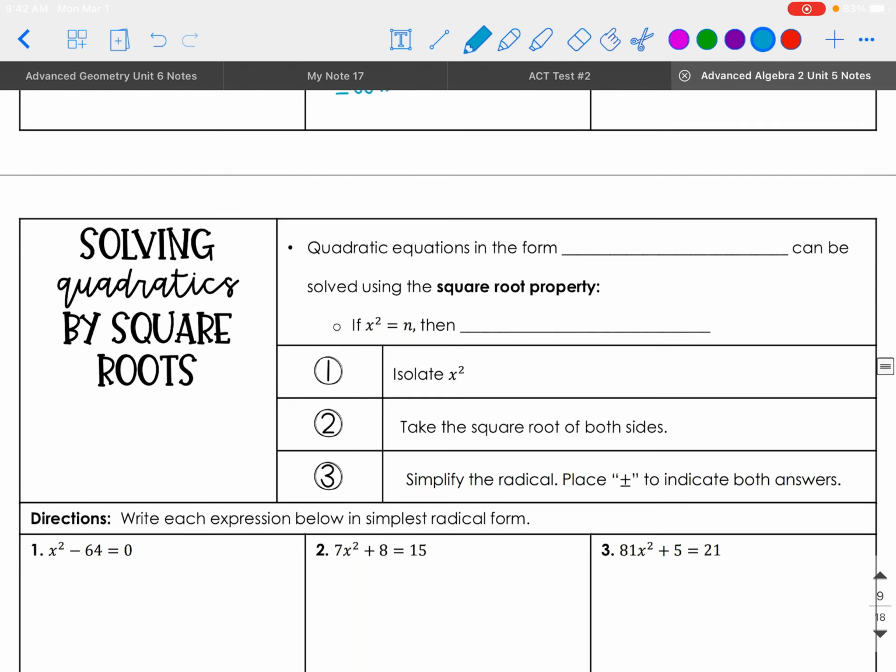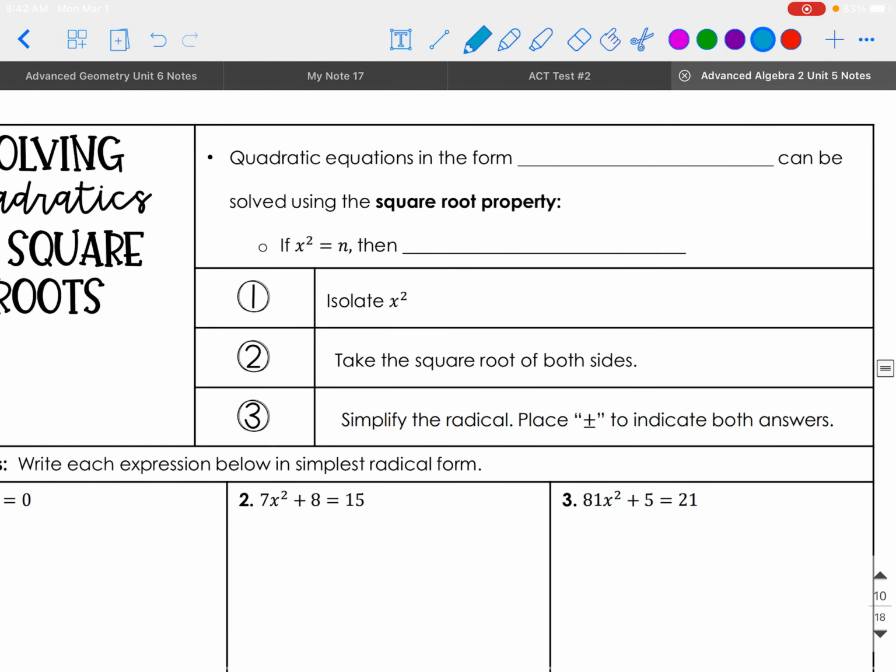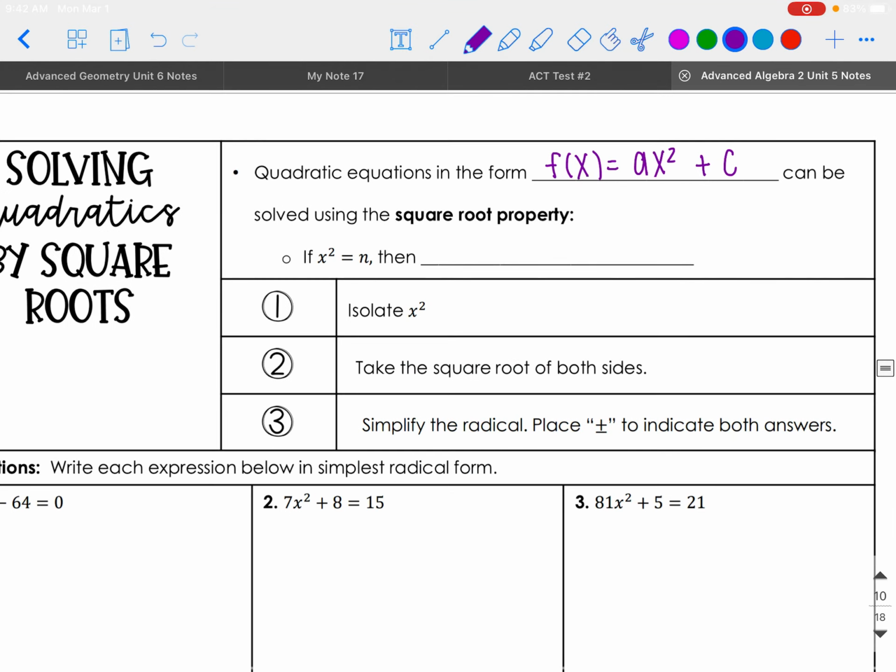All right, so now we're going to use that to help us solve quadratics. So quadratic equations in the form, let's see, f of x equals ax squared plus c. So if you're missing the term that just has the x. So these are ones when we have no x term. We don't have a plus 2x, a plus 5x.